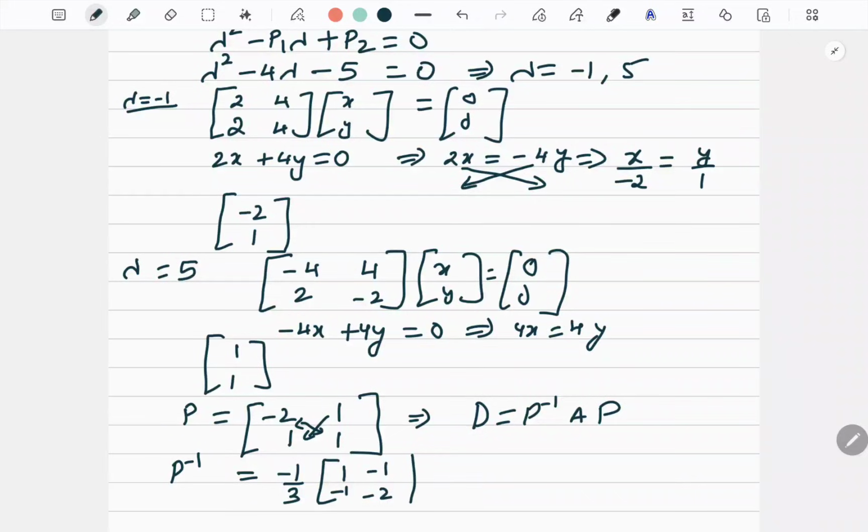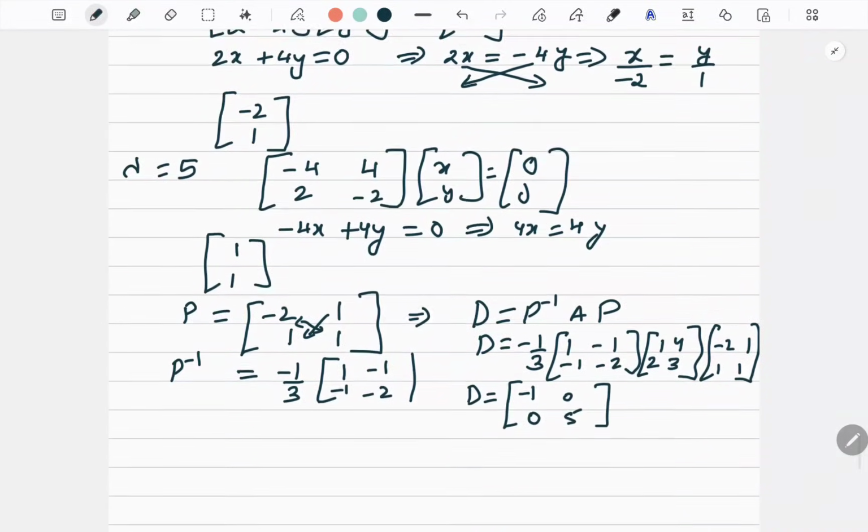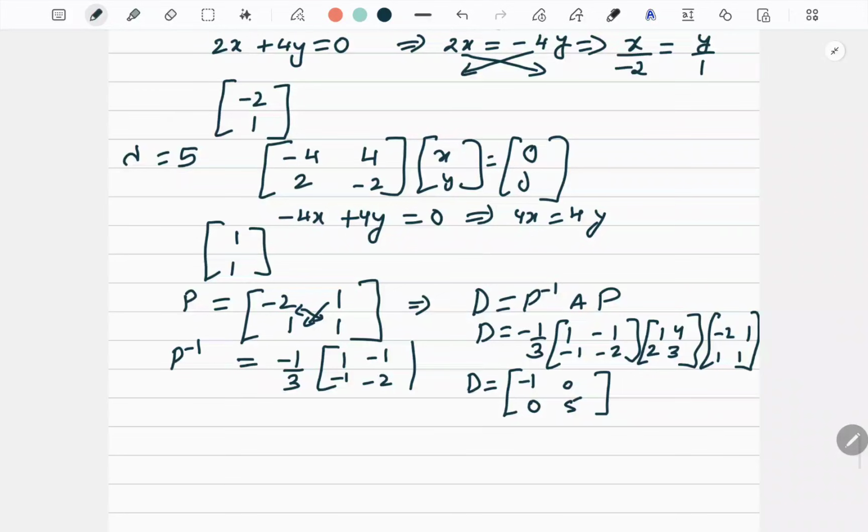Correct? Now, when you got this P inverse, what you have to do for this? Just substitute D is equal to P inverse, minus 1 by 3, 1, minus 1, minus 1, minus 2. Then A means the given question. Okay. So my given question was 1, 4, 2, 3 and P. P is what? Minus 2, 1, 1, 1. So you should write like this, and then we know the diagonal element. If you are sure about your answer, it is always the eigenvalues coming here and remaining 0. So this is your diagonal. If they ask the question diagonalize the matrix, you should reach till this point.